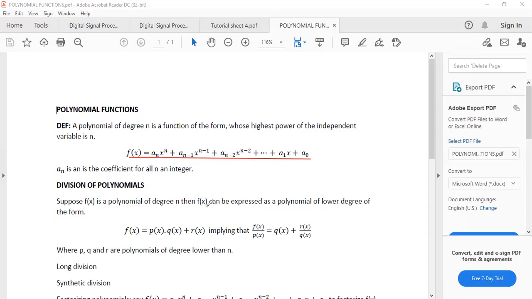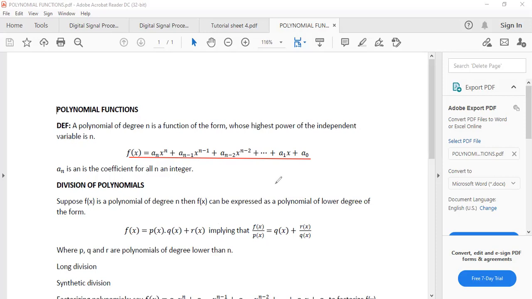So then going to division of polynomials, any polynomial can be expressed as a factor of different polynomials of lower degree. So in this case, we have f of x being expressed in terms of p of x, q of x, and r of x. R of x in this case is the remainder polynomial. Then p of x is the divisor.